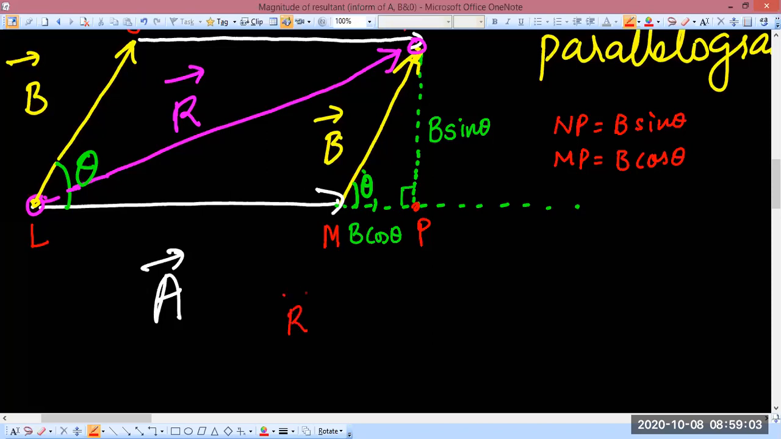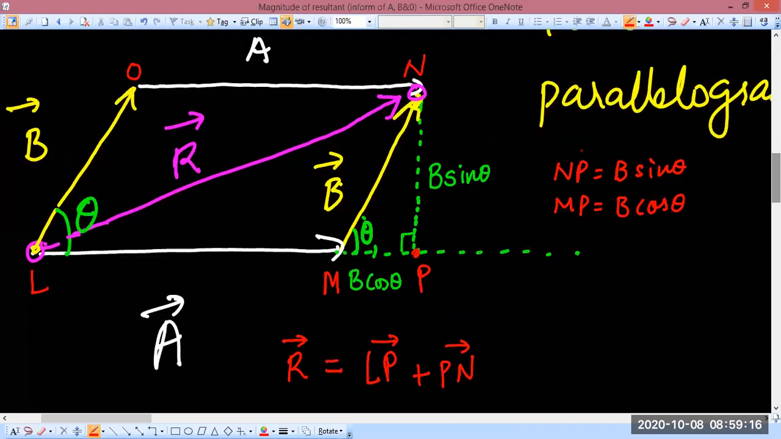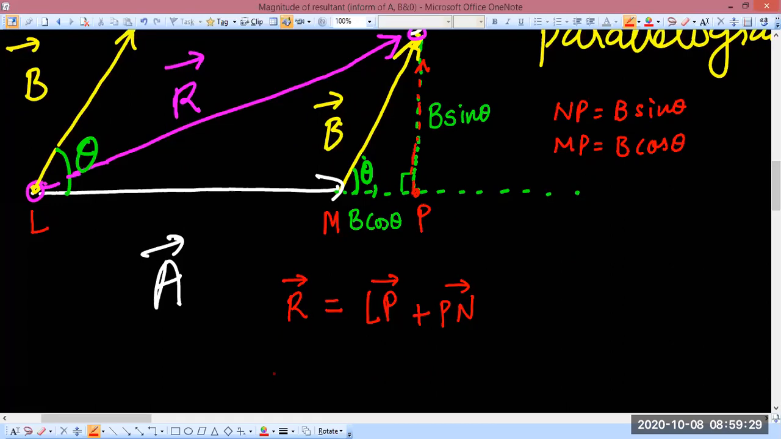Now do you realize that if we look at the r vector, then the r vector has two components: one, LP vector, and second, PN vector. Do you agree with this? Suppose we make a vector from P to N here. So there is one vector from L to P and one vector from P to N, right? By Pythagoras theorem in triangle LPN.